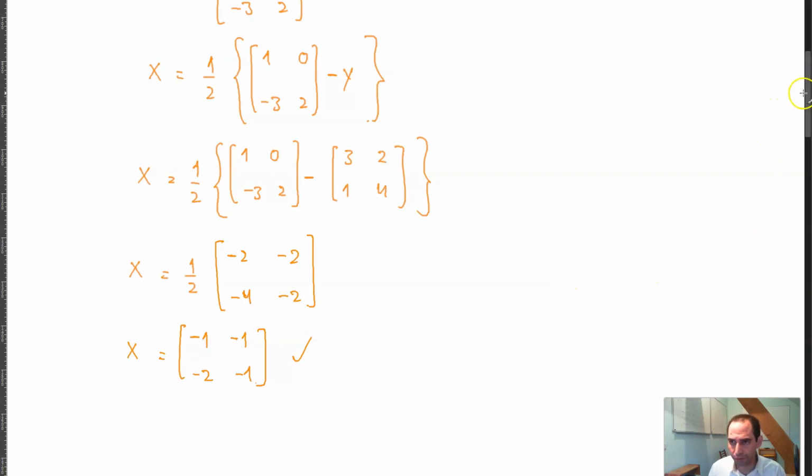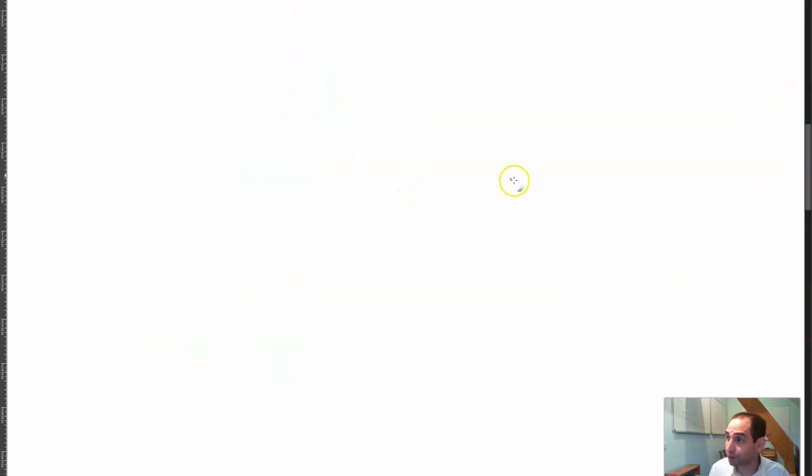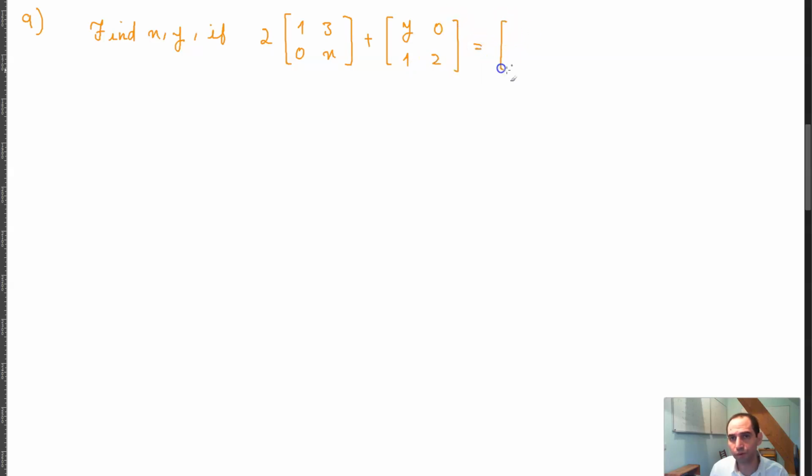Question number 9. You have find x and y if 2 times the matrix 1 3 0 x plus the matrix y 0 1 2 is equal to the matrix 5 6 1 8.